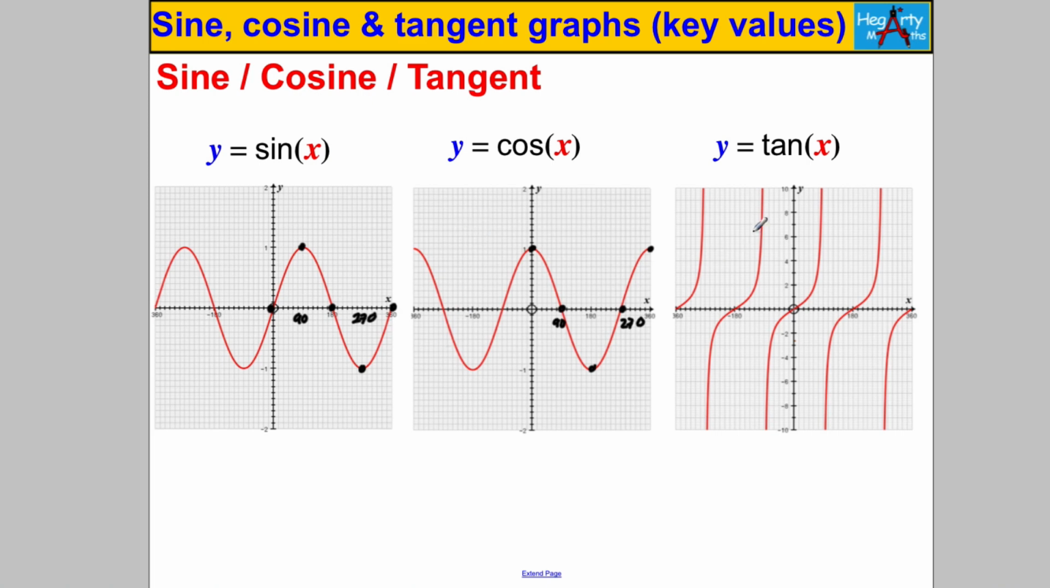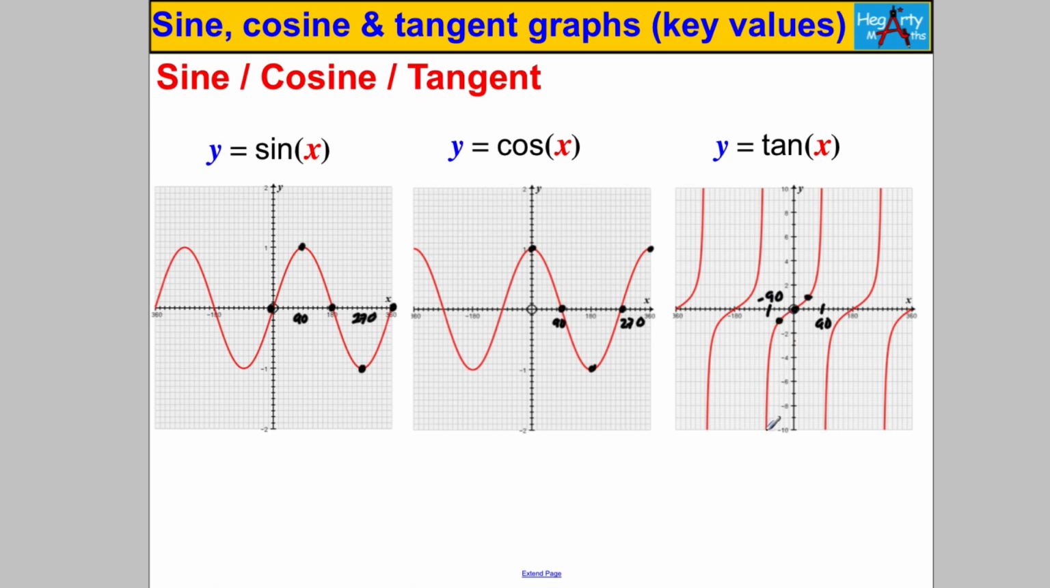Now similarly, you have to remember the tan graph, and the best way to remember the tan graph is between negative 90 and positive 90 here. Okay, the key thing is when x is 0, tan x is also 0, and there's another good one: when x is 45, tan 45 is 1. Okay, and when x is negative 45, tan negative 45 is negative 1.